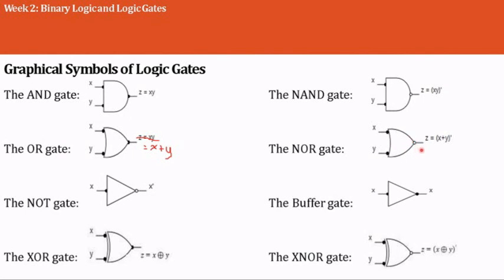And we have here the NOR gate. Again, it is the same as the OR gate. The difference with its symbol is it has a bubble on its output. Again, it denotes that we will get the complement of an OR gate.